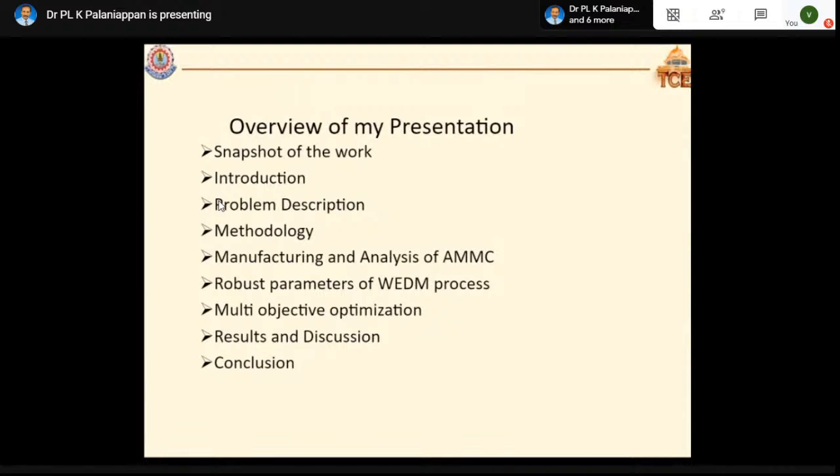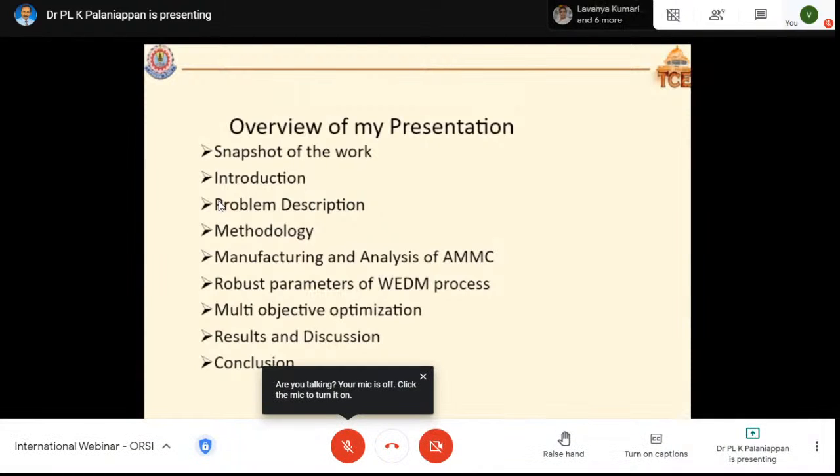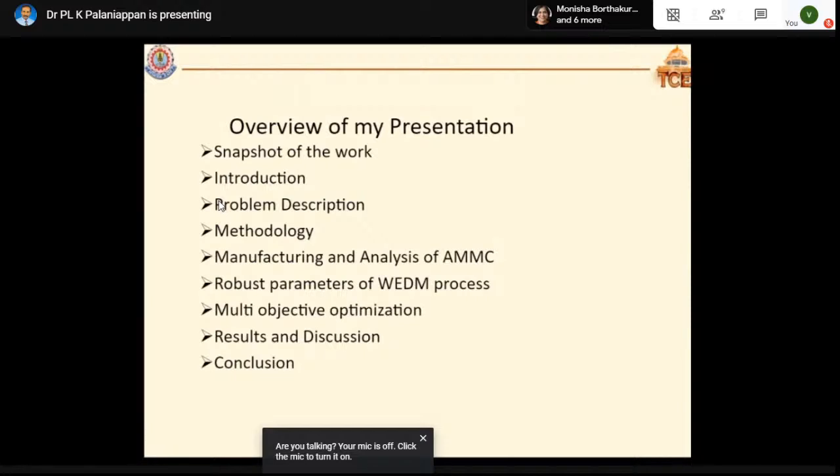So this is the overview of my presentation. First, I would like to give a snapshot of my work in 3 to 4 slides. Then I'm going to go into detail. It has chapters like introduction, problem description, methodology, what I am going to use, what I have proposed and what we have done, and manufacturing and analysis of metal matrix composite. Here we are using aluminum as the metal, so AMMC, aluminum metal matrix composite, and robust parameters for the wire EDM processes. I will explain that.